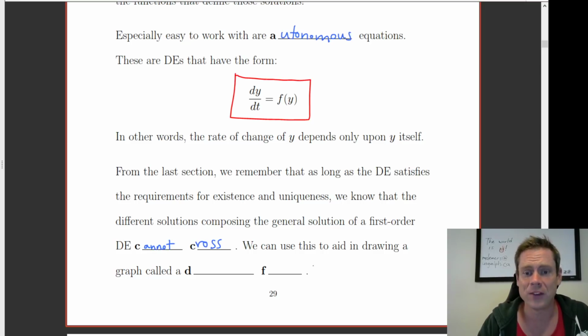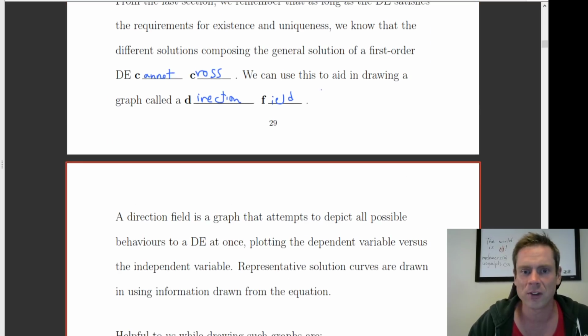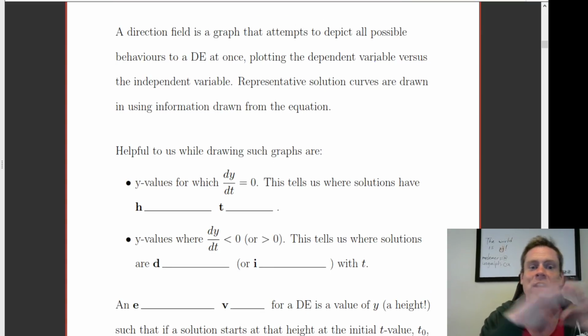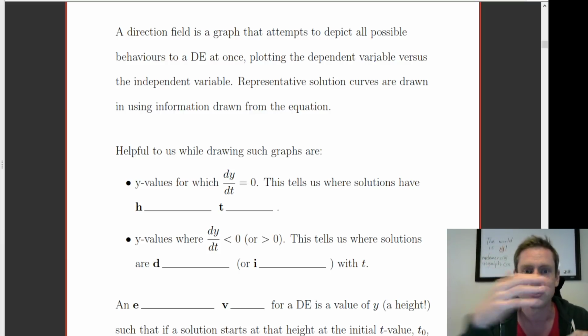Okay, and this will help us when we draw a graph called a direction field. And I'm going to take us through a little bit of a derivation of how this works, and we're going to do a couple of examples as well. Okay, a direction field is nothing more than a graph that tries to depict all possible behaviors, all solutions to a differential equation at once. And it plots the dependent variable versus the independent variable.